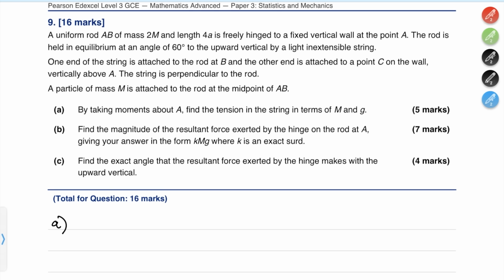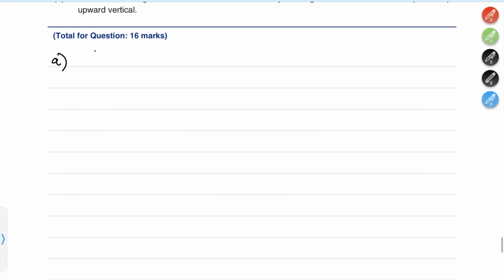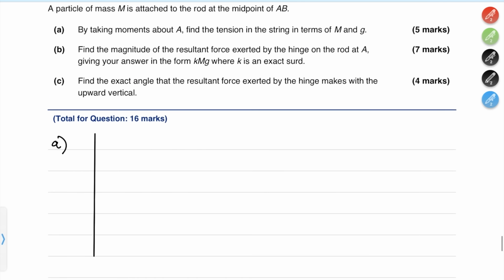The rod is held in equilibrium at an angle of 60 degrees to the upward vertical by a light inextensible string. One end of the string is attached to B, and another is attached to C on the wall. And the string is perpendicular to the rod. So this is a difficult one to visualize. I purposely left out the diagram to challenge you to think how this is going to work.